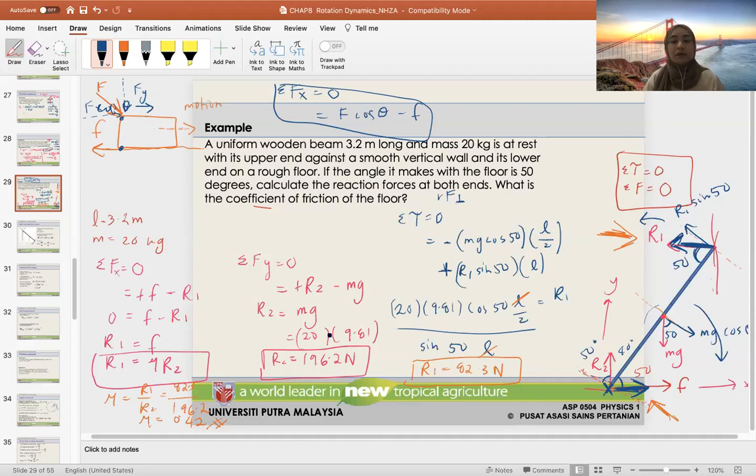Any other questions about this one? Dr. Nat, let's say the surfaces now, let's say both are rough walls, R1 and R2, the contact forces happen between the ladder and rough walls. So can we assume R1 and R2 to have the same value?